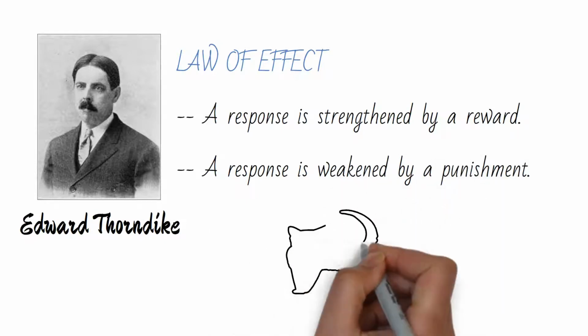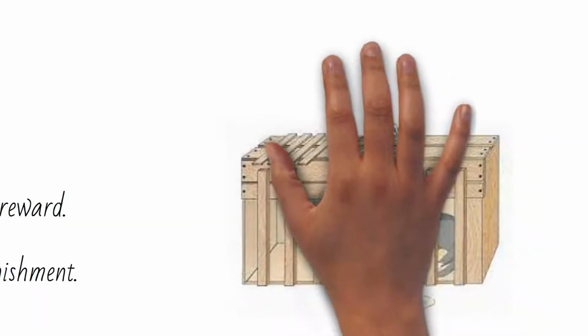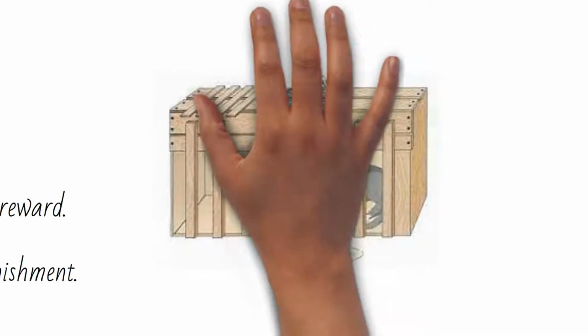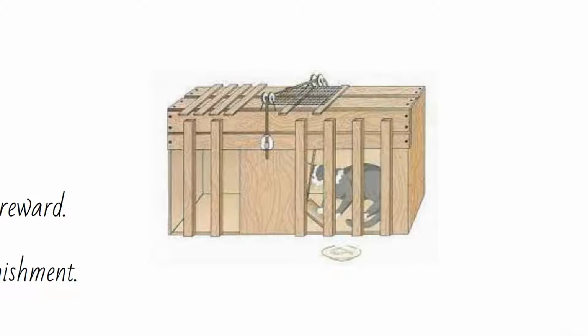As part of his work, Thorndike studied cats. He placed a cat in a puzzle box. Food or water was placed outside the box as a reward. The cat had to learn how to push a lever outside the box in order to receive the reward of the food or the water.